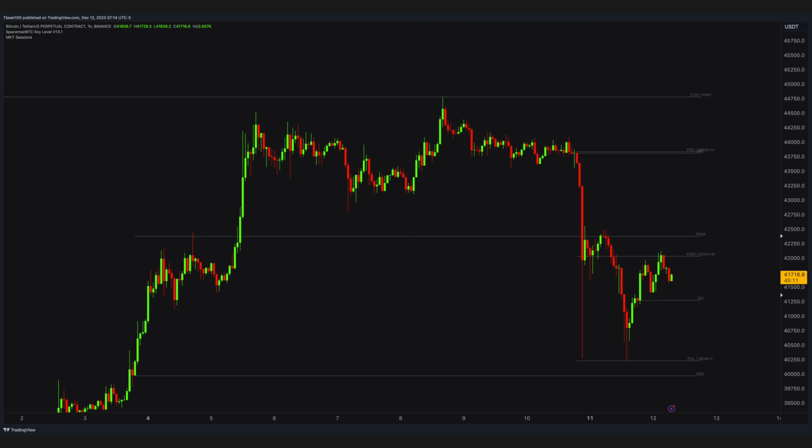So these indicators make your life much quicker to find critical levels. Remember, efficiency is really important when it comes to trading.